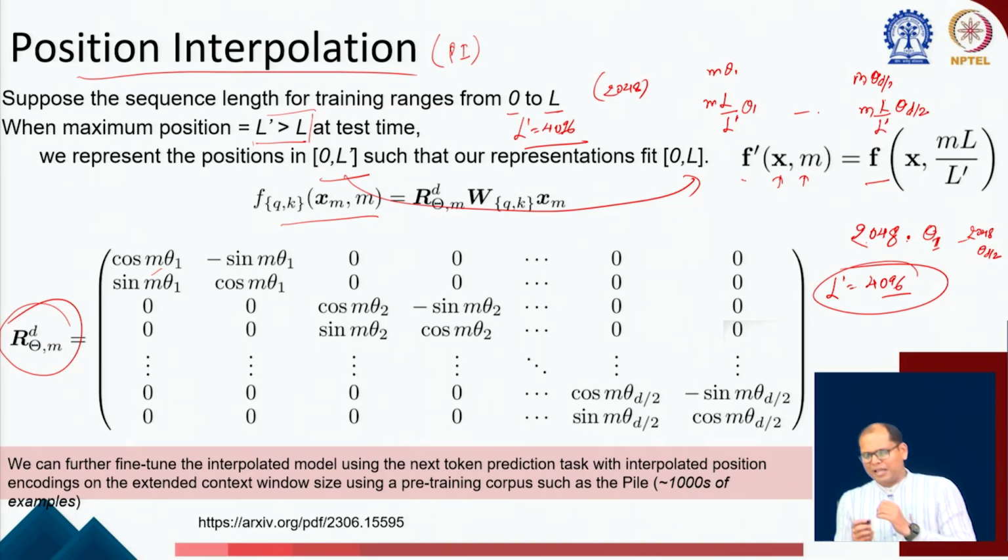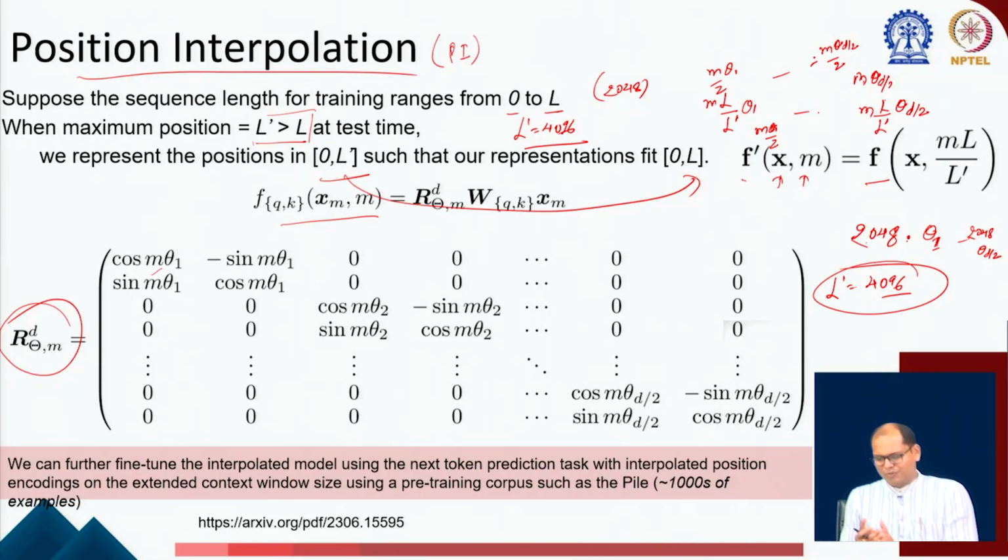Okay. So, if you see, in this particular case L by L prime is roughly half. That means you are reducing the rotation by half, right, so that it can fit. So, you are just changing your rotation. You are saying, okay, I will rotate by half. So, it will be m theta 1 by 2 and up to m theta d by 2 by 2, right. That will be the new rotations. So, you change the rotations, right.